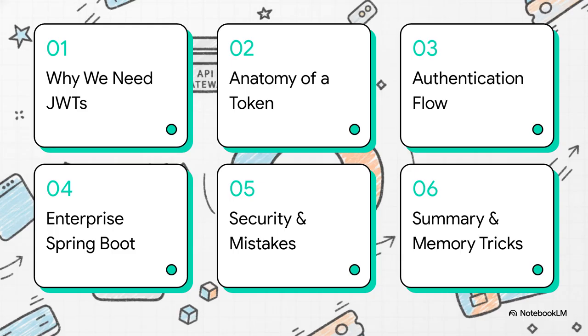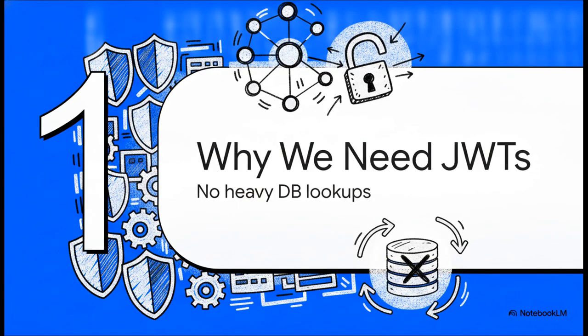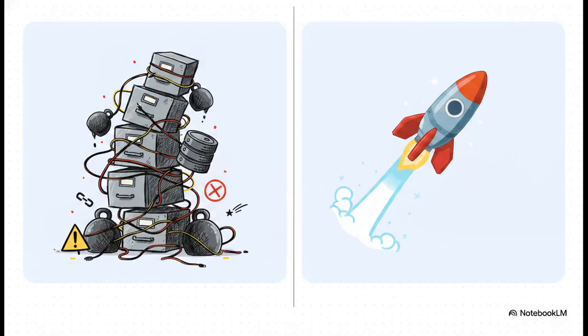All right, Section 1, why we need JWTs and how we're leaving those heavy database lookups behind. So let's just dive right in. Before we even think about looking at code or tokens, we've got to ask the fundamental question, right? What problem are we actually trying to solve in modern distributed systems?